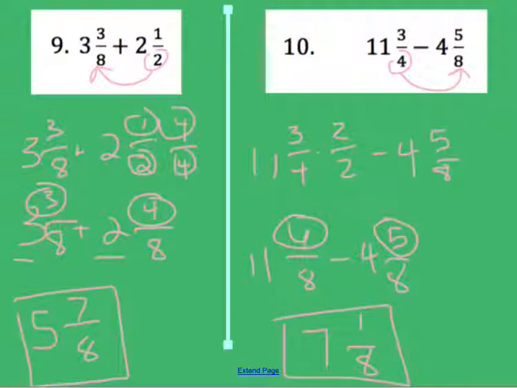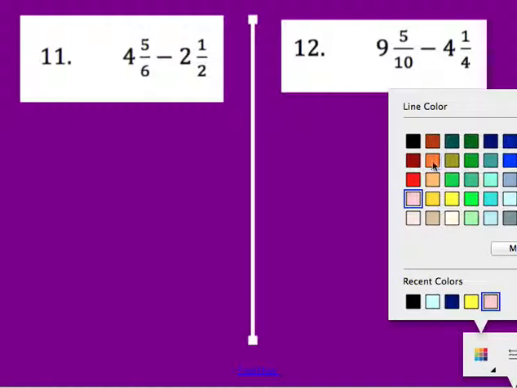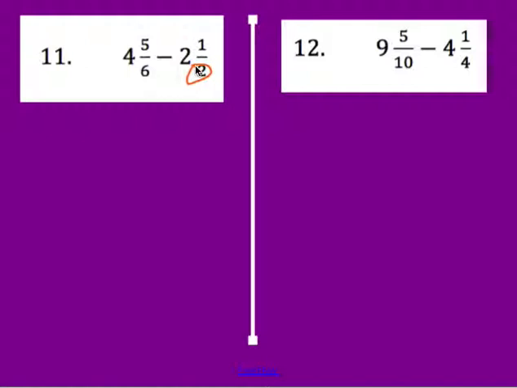Let's take a look at number 11. For number 11, what we want to do is subtract those out. So I'm looking at 2, and I want to figure out what I need to multiply 2 by to get to 6. And that's going to be 3. If you're having problems figuring out what you need to multiply, come talk to me and let's work on it together. So I have the fraction 1/2, and I want to figure out what I need to multiply by to get to 6, and that's going to be 3.